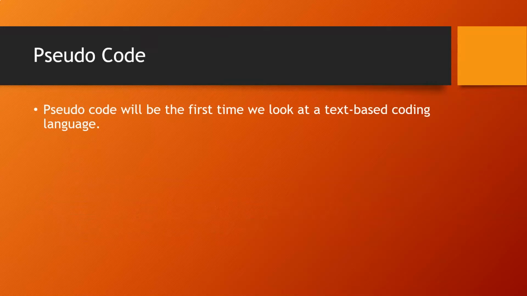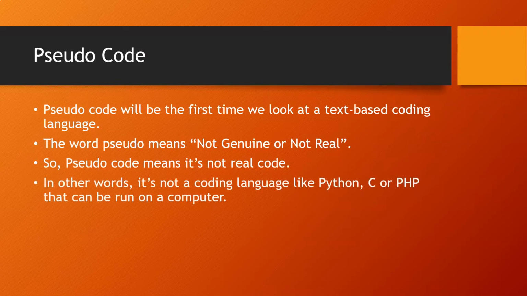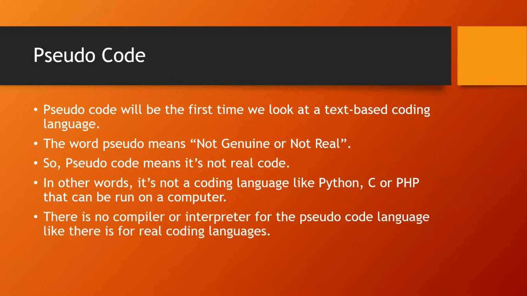Pseudocode will be the first time we look at a text-based coding language. The word pseudo means not genuine or not real. So pseudocode means it's not real code. In other words, it's not a coding language like C, Python, or PHP that can be run on a computer. There's no compiler or interpreter for pseudocode language like there is for real coding languages.